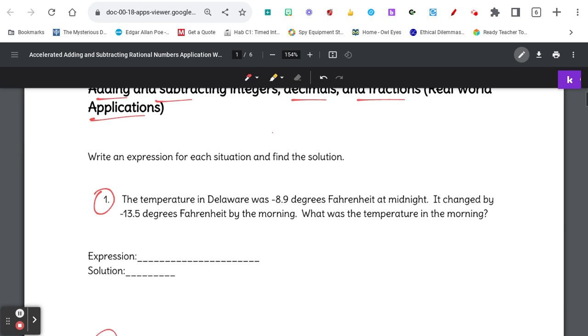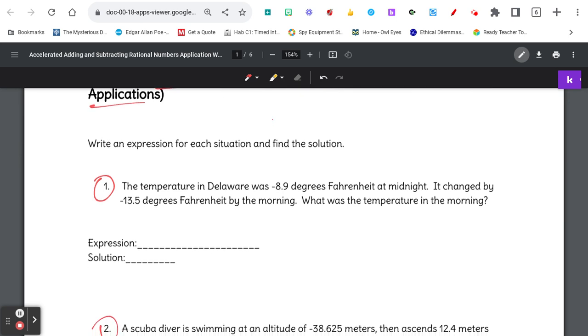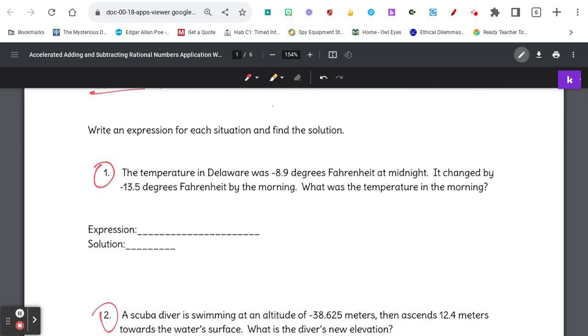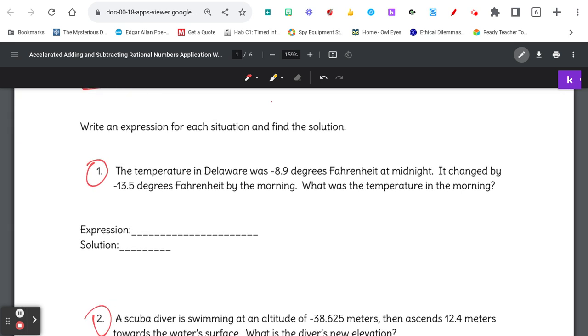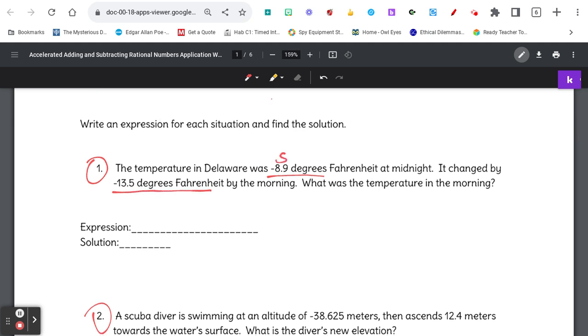All right, so let's start off with number 1. We're going to write an expression for it and find a solution. The temperature in Delaware was negative 8 and 9/10 degrees Fahrenheit at midnight. So that's where it started. It changed by negative 13 and 5/10 degrees Fahrenheit by morning. So I'm going to put start here. The change was a negative, which indicates that it dropped. What was the temperature in the morning?